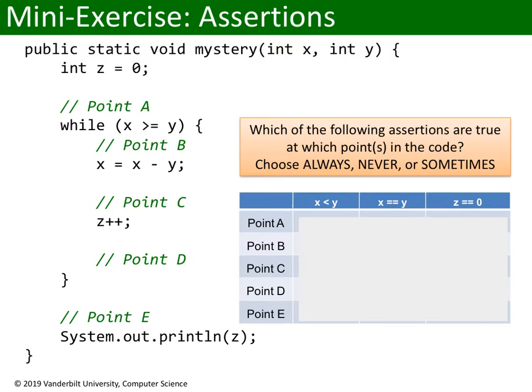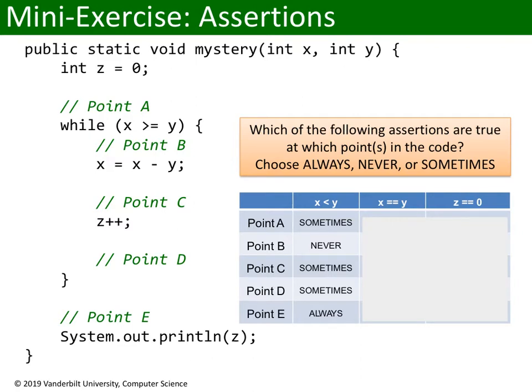At point D, we have not changed the value of x or y, therefore we are still at sometimes. At point E, we are able to say that yes, always x will be less than y at point E. The reason is because to be able to get to point E, this test must fail. X is greater than or equal to y must be false. That means that x is in fact less than y at point E. So our table looks like this. Sometimes, never, sometimes, always.